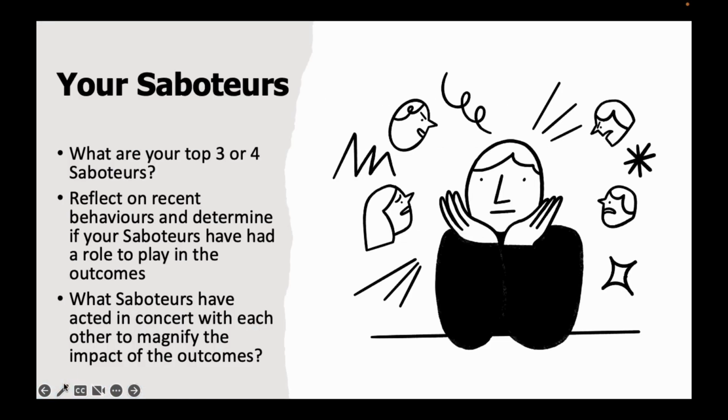We got you to look at your saboteurs in another exercise, and we talked about your top 3 or 4 saboteurs, and then to reflect on recent behaviors and determine whether your saboteurs have played a role in those outcomes, and which saboteurs have acted as a pack, if you like, acting in concert to magnify the impact of those outcomes. Again, go and have a look at your notes and pick up those sorts of things.